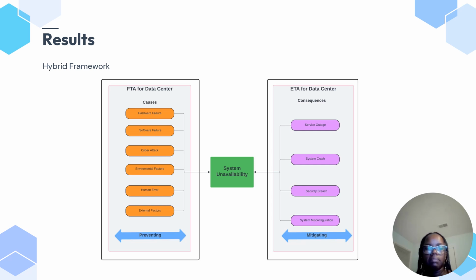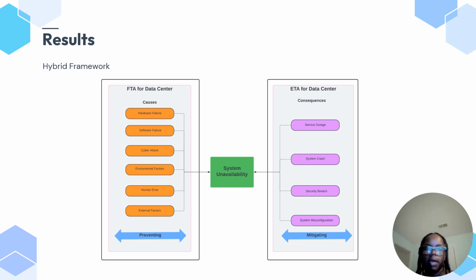Now, using this method, we can see that we are able to identify the critical control measures and mitigation barriers that were lacking in preventing system unavailability in the data center. So the major advantage of this hybrid framework is that it provides a comprehensive risk analysis so that the United Network can be able to do a comprehensive overview of what are their threats, what are their top events, the consequences, and the barriers.